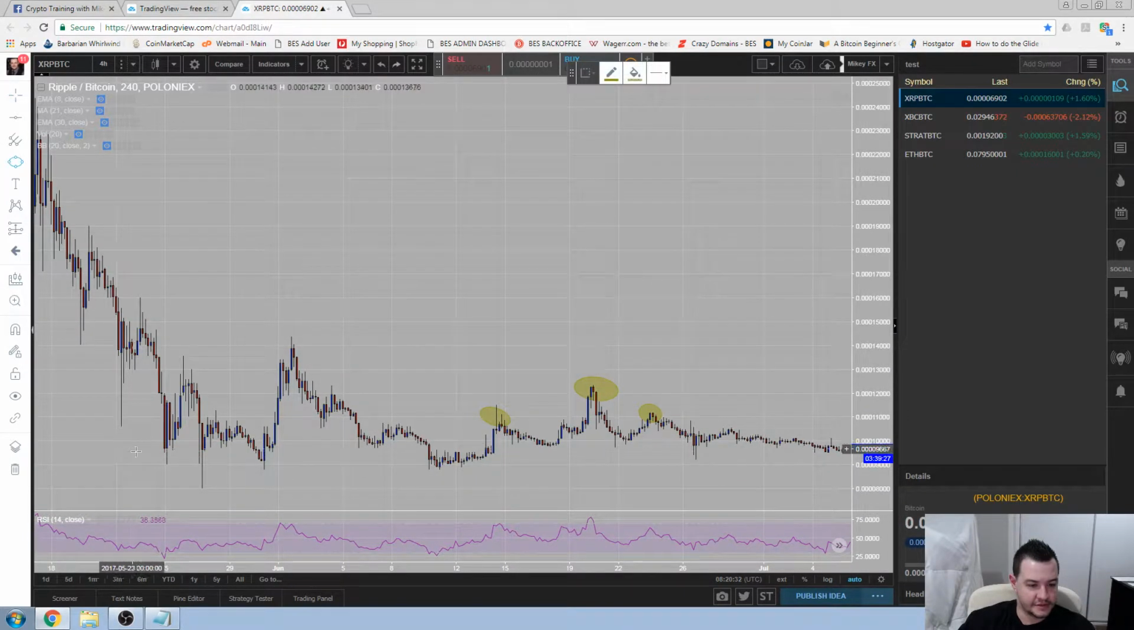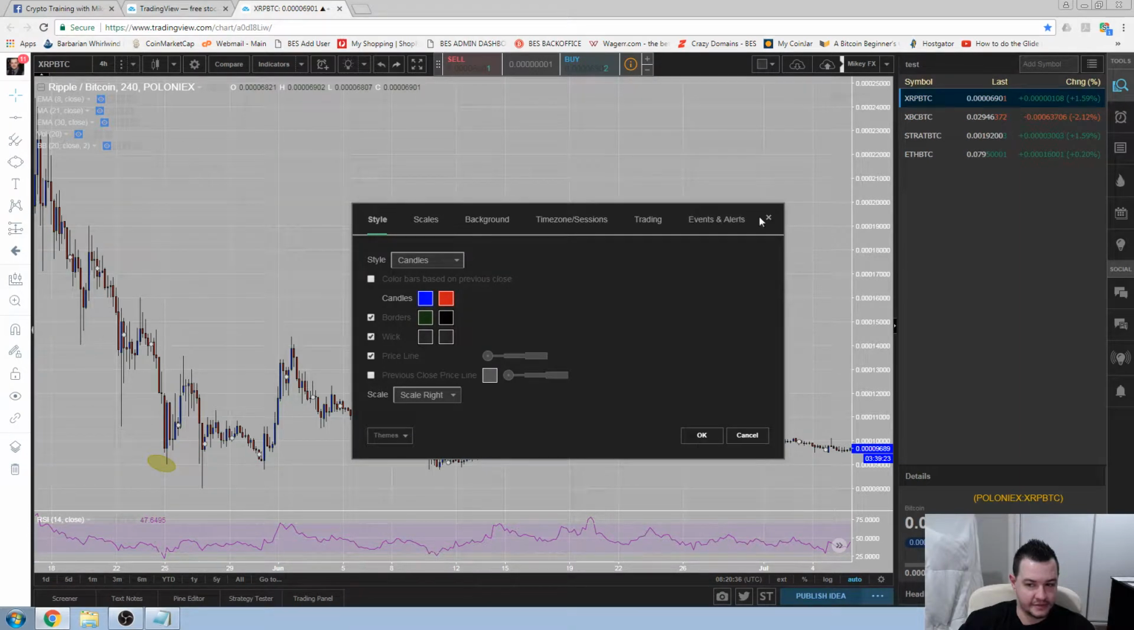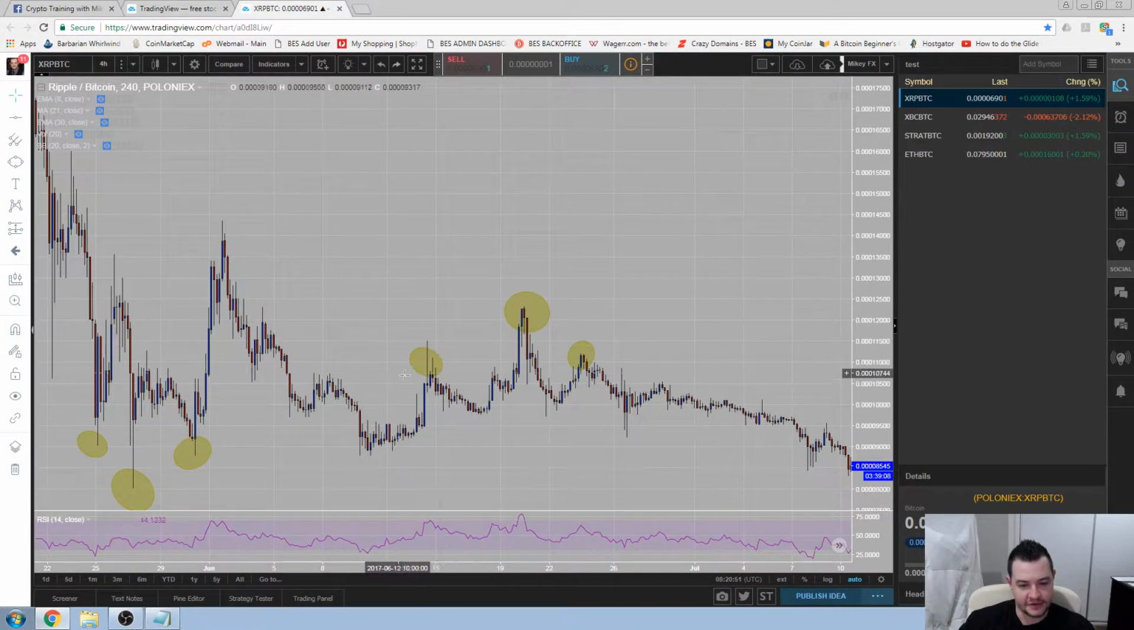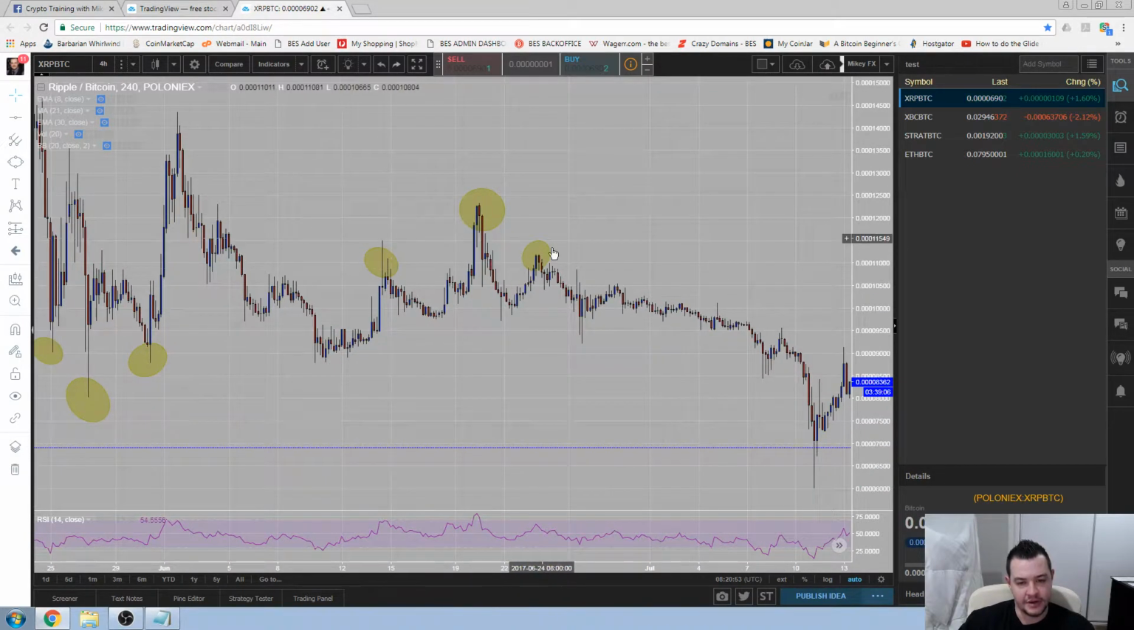This is just the opposite, just called an inverse head and shoulders. Okay, so this move, the inverse one, is coming into play for a bullish market. And then the normal head and shoulders is coming into play for the sells.